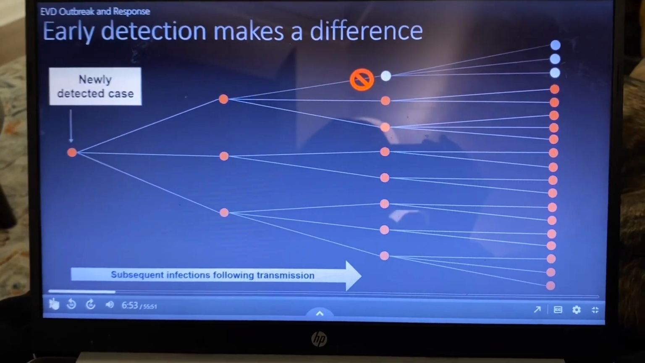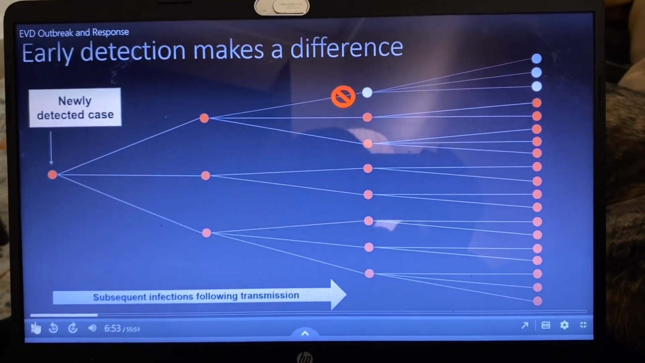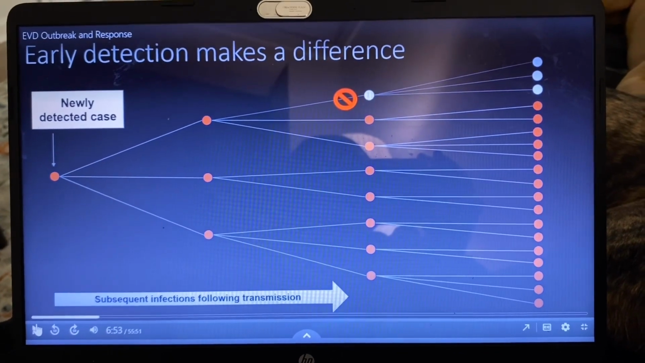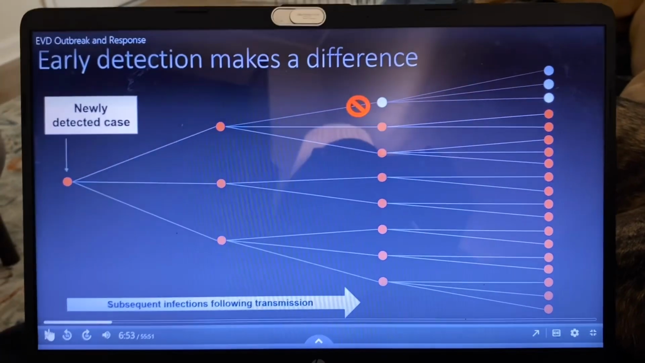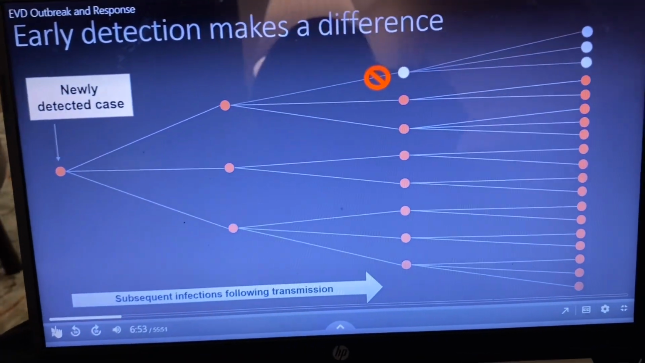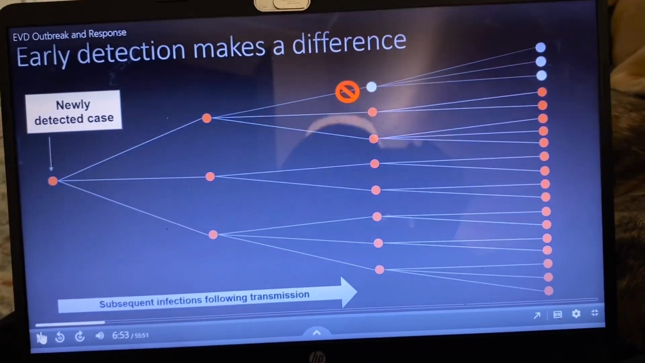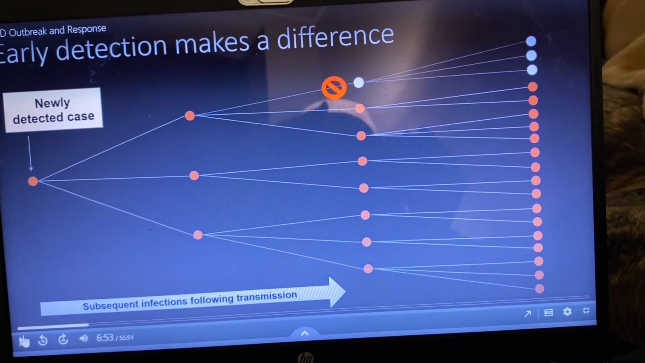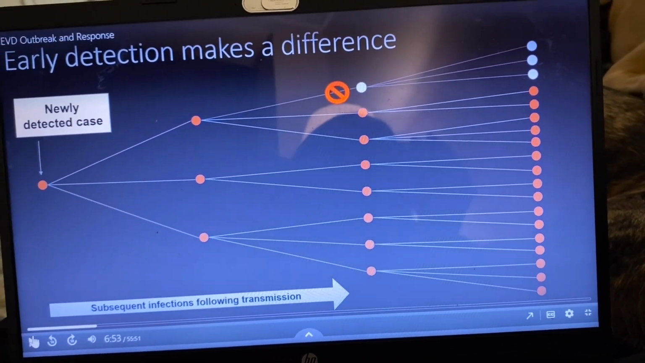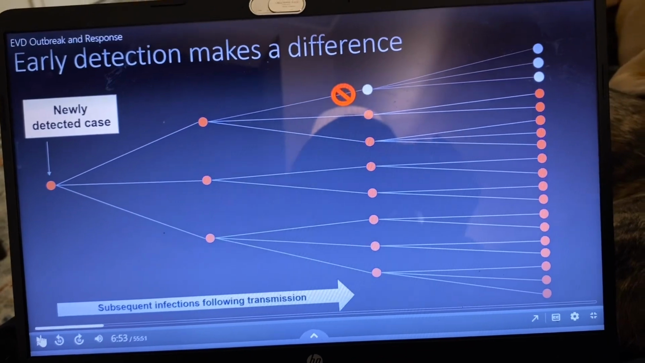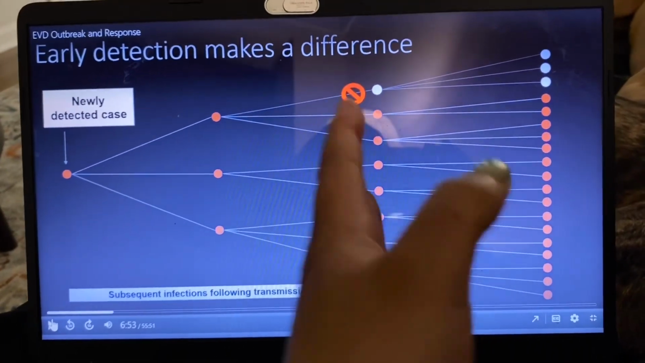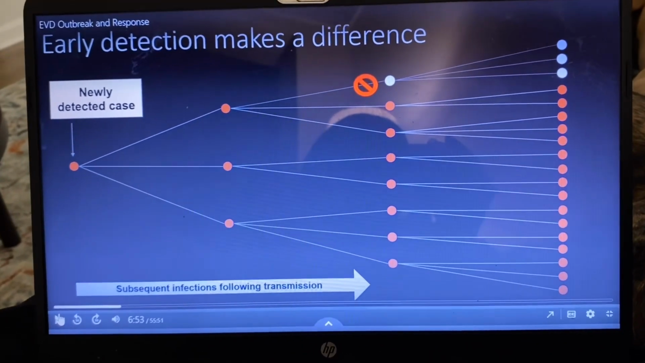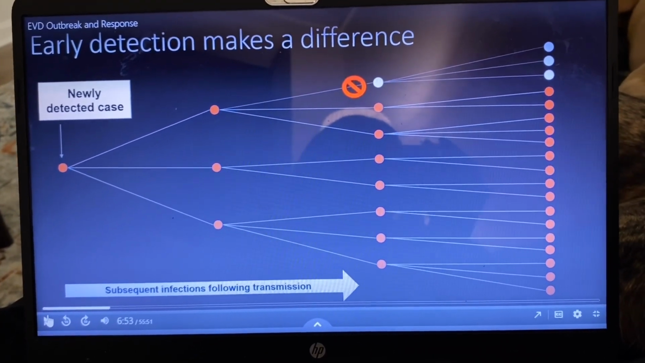Anyways, this is my first time watching this lecture, but it seems like we're going to be talking mostly about outbreak response, surveillance systems, and the preparedness of the country when it came to COVID-19 and all those different things. Right now, as you can see, we're talking about early detection and how it makes a difference, and how you can avoid the spread of diseases.